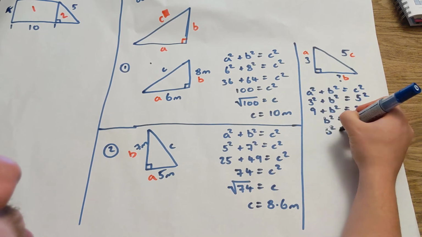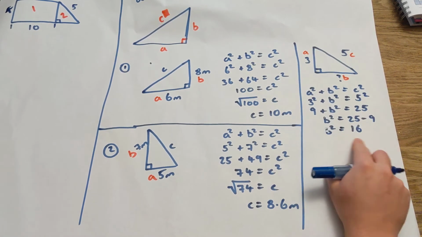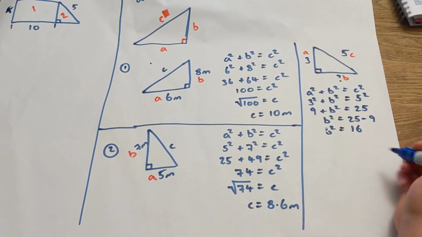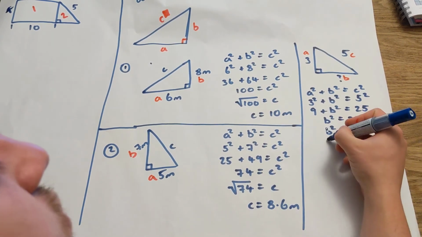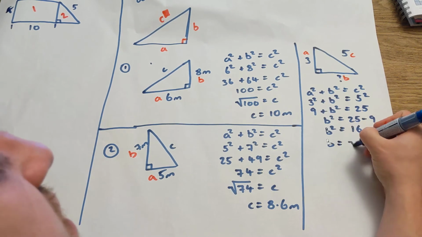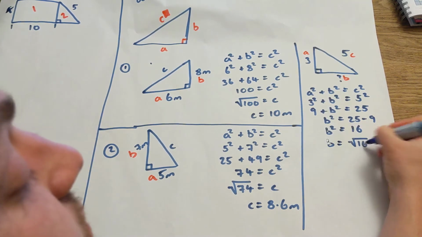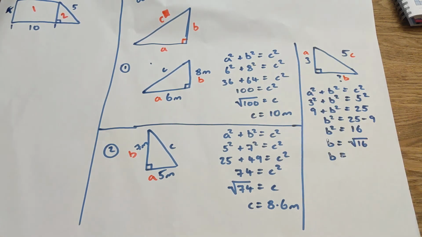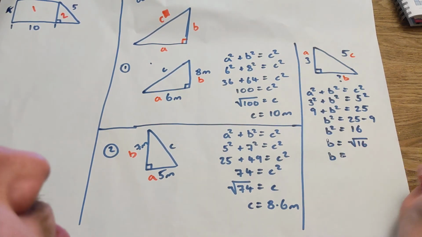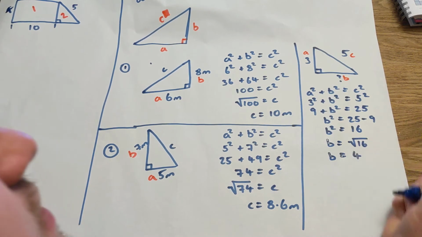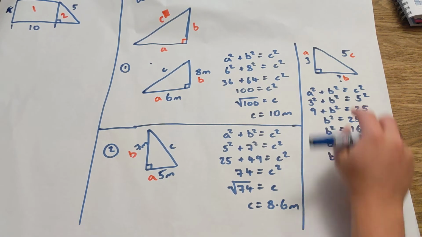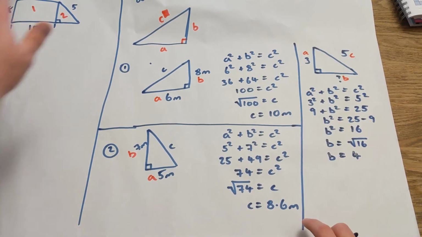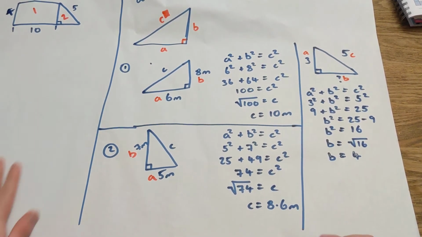So b squared equals 16. But remember, unfortunately, we're still not quite there, because I need to get b by itself. So this is squared at the moment. So what I'm going to do is take the square root of this one. So the square root of 16, again, you can use your calculator. It's what number times itself makes 16, and that is 4. Okay, so then the length of this side b here is 4. And that's exactly what we'll use on this example.